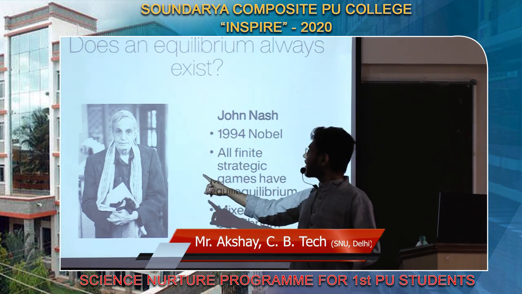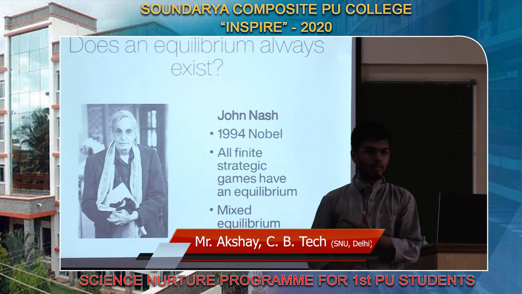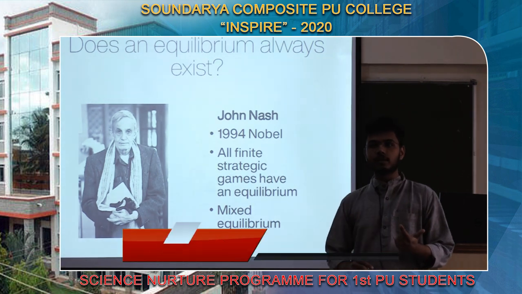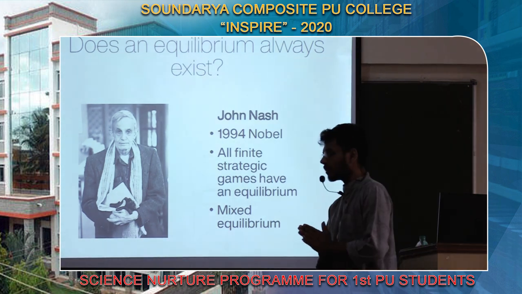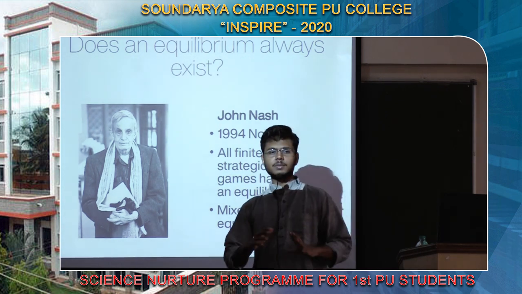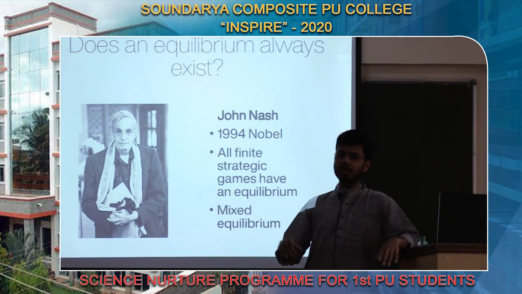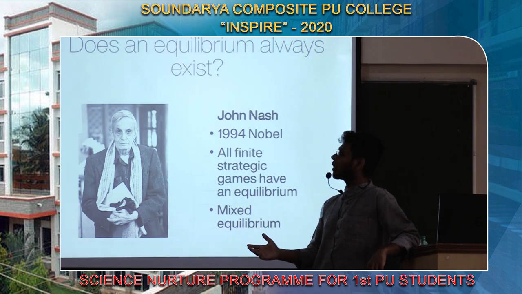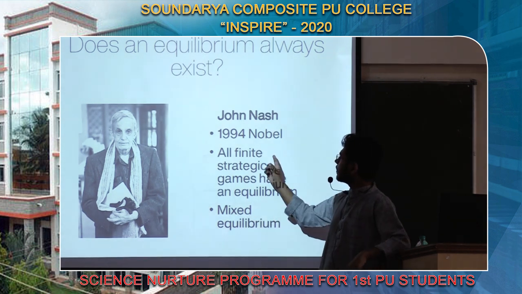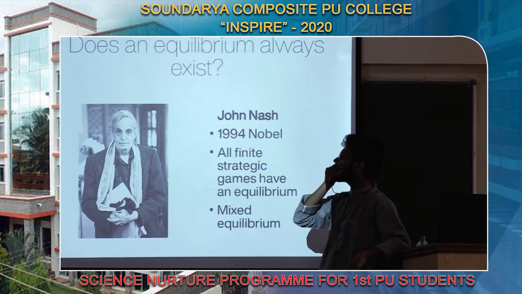So, anyway. This guy is called John Nash. There is a very nice film made about his life. It's called A Beautiful Mind. If you want, you can go to it. It's a 1 hour long film. It won the Oscar for the best film. So anyway, he won the Nobel Prize in 94.